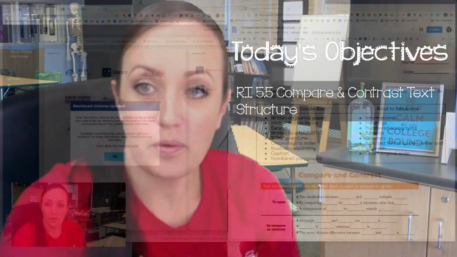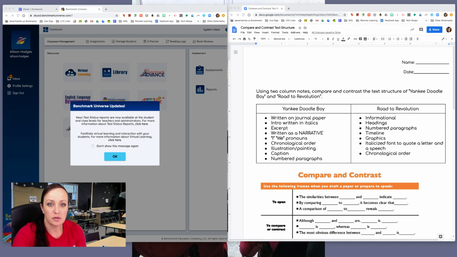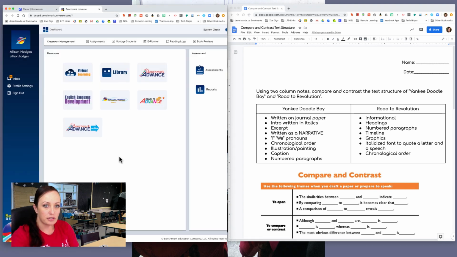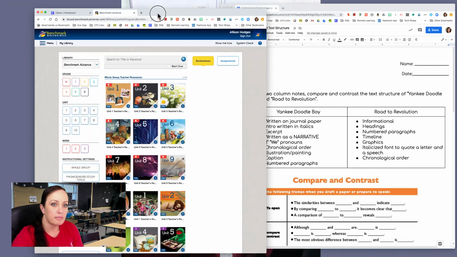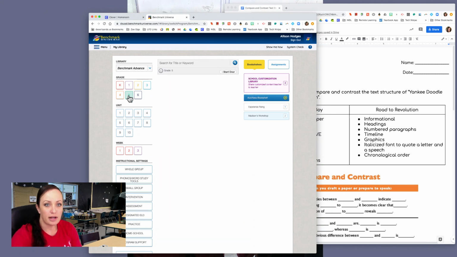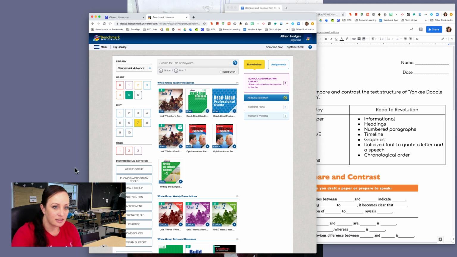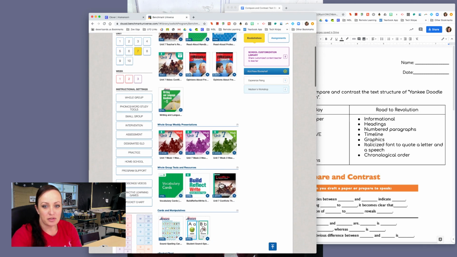All right, so I'm going to show you my desktop so I can show you around and remind you how to get to our book if you don't have the actual hard copy today. So I'm going into Clever and going into Benchmark. I'm going to choose Grade 5. We are in Unit 7. And I'm going to go down to our ebook.